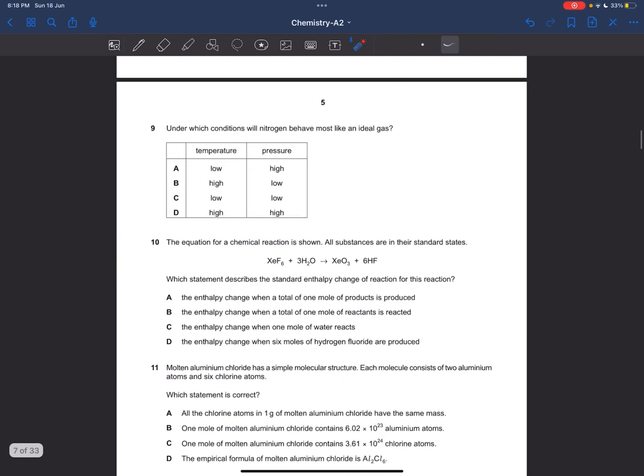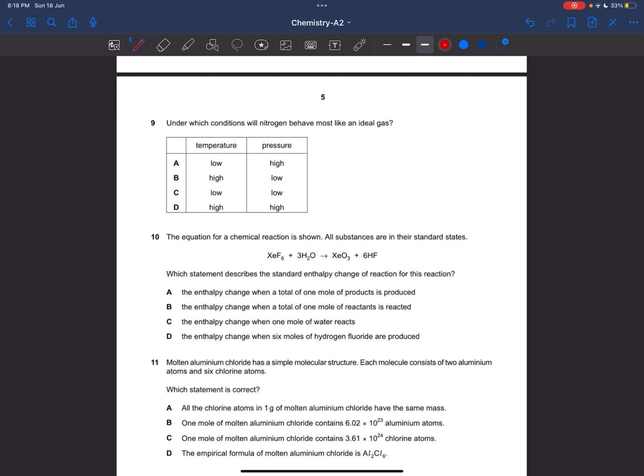Question number 9: under which conditions will nitrogen behave most like an ideal gas? This is the simplest question, which is repeated many times. Ideal gases have no volume, and they have no IMF, the intermolecular forces, right? So to behave like an ideal gas, it should have a high temperature and a low pressure, because a low pressure means less volume. So temperature high and pressure low, 9B, right?